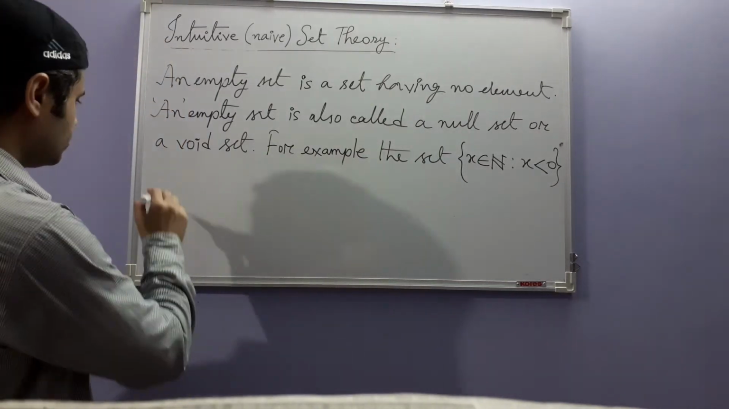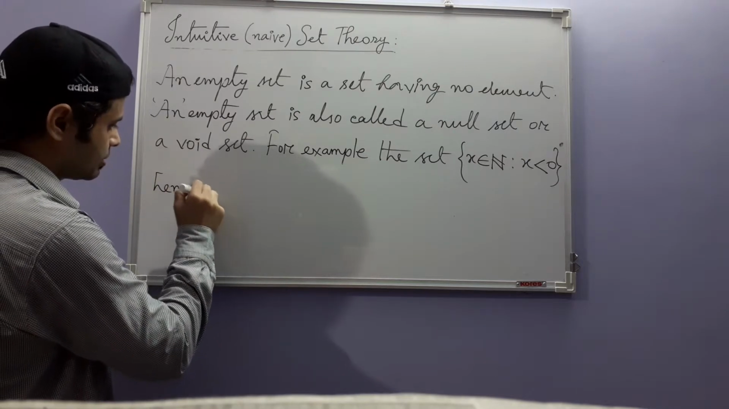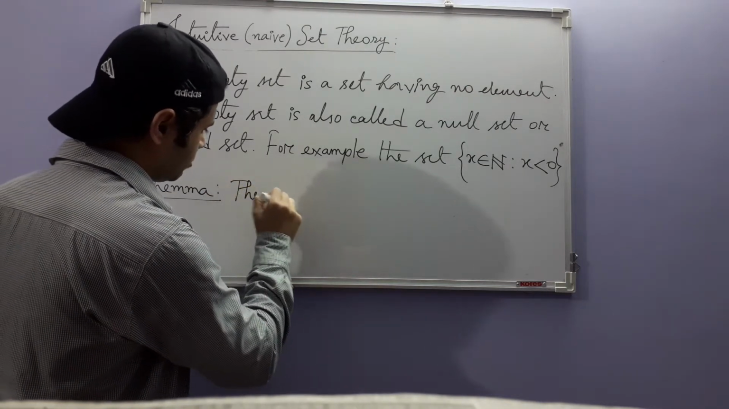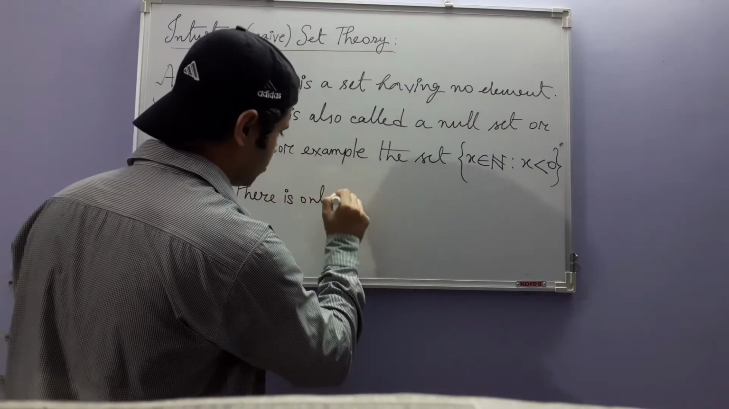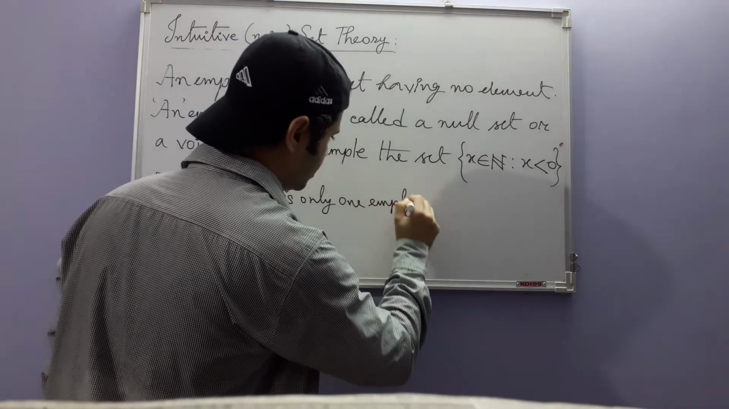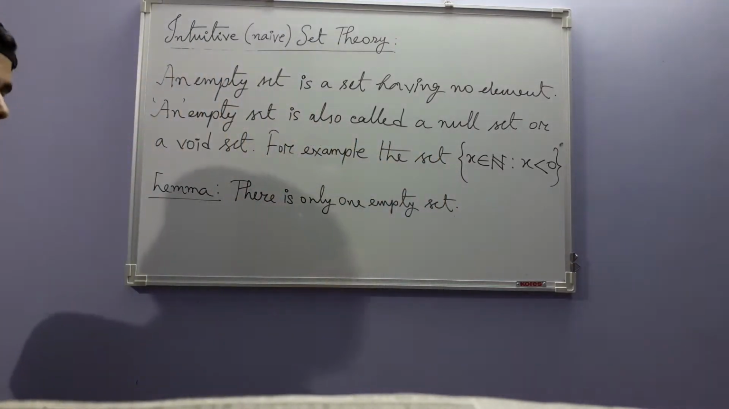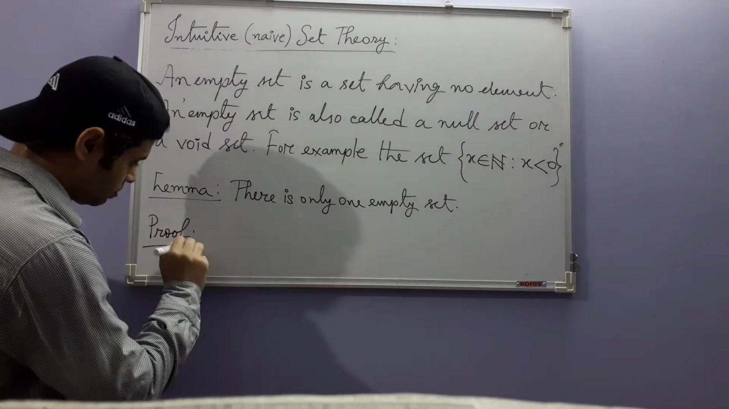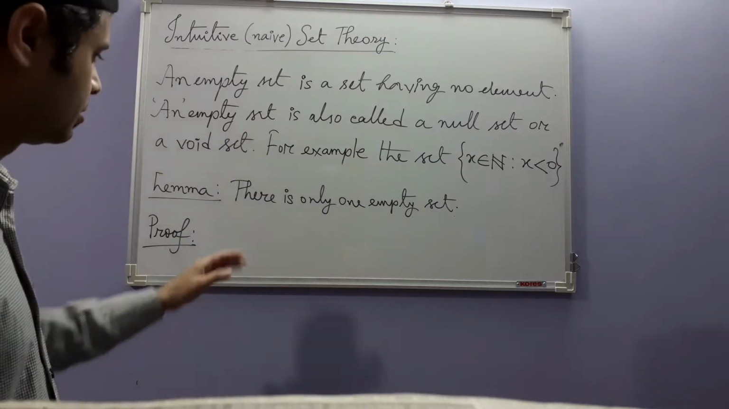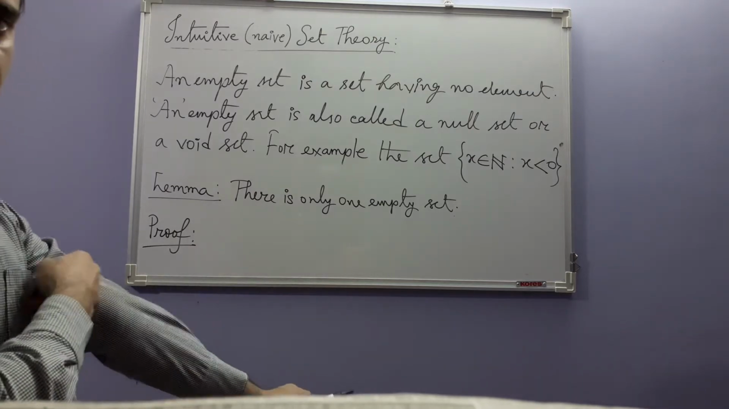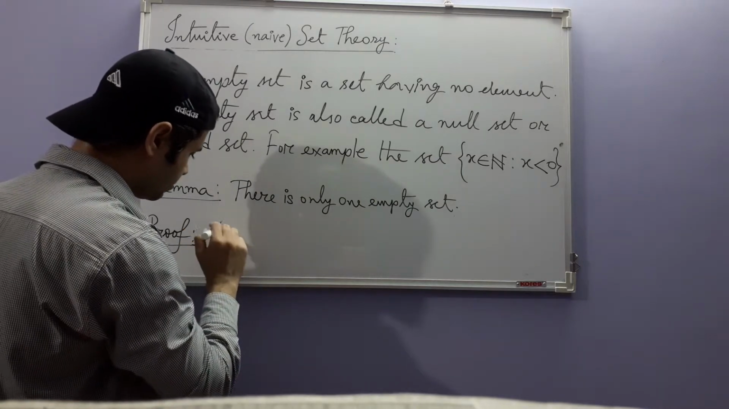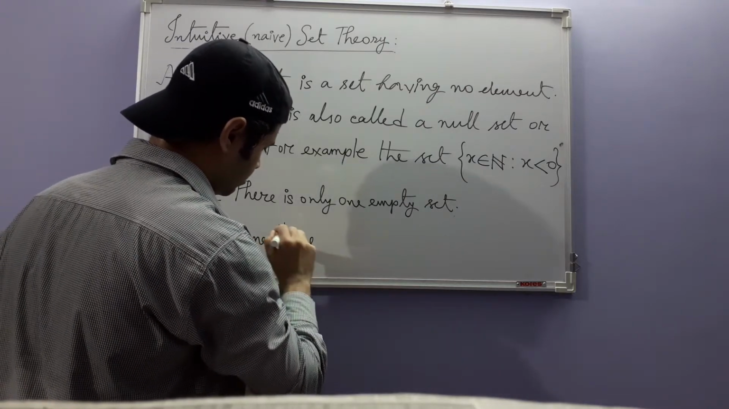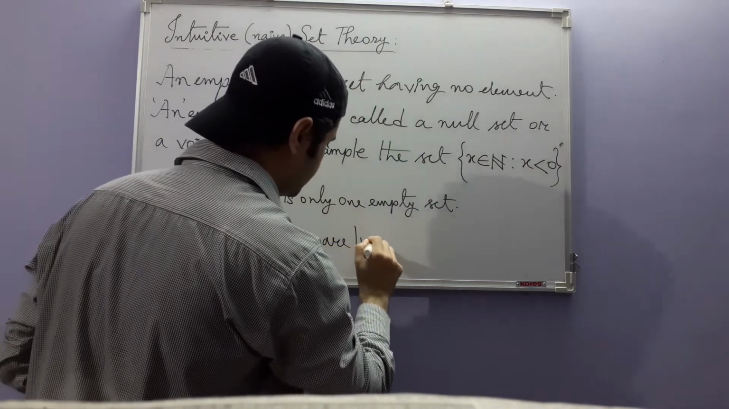So you can take it as a lemma: there is only one empty set. Suppose we want to prove this. What shall we do? How shall we approach this problem? One way of doing it is to assume there are two empty sets.